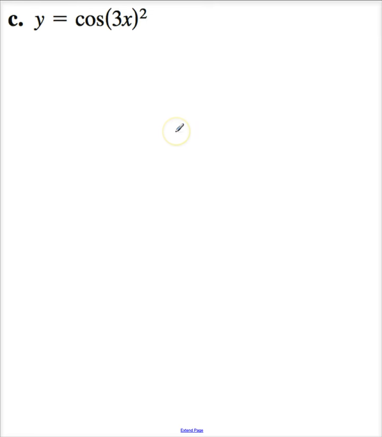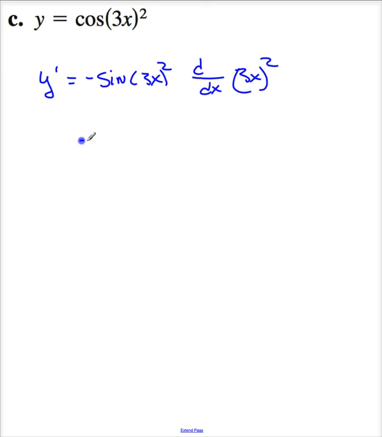Now what if we have parentheses that look like this? Cosine, and then you see the parentheses. So this means this whole thing is the argument. So the argument itself is squared. So y prime, derivative of cosine is minus the sine, and the argument never changes on a trig function, ever. So you have the derivative with respect to x of 3x squared. So this is minus sine 3x squared times the derivative of 3x quantity squared is, now we can do this one a couple ways.